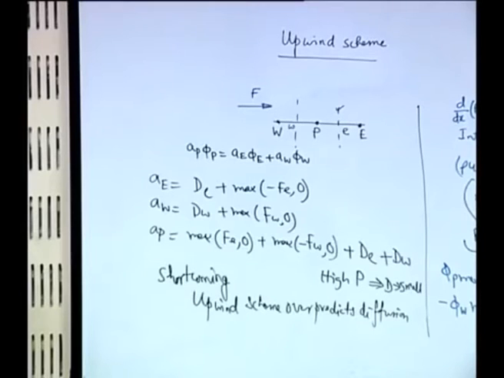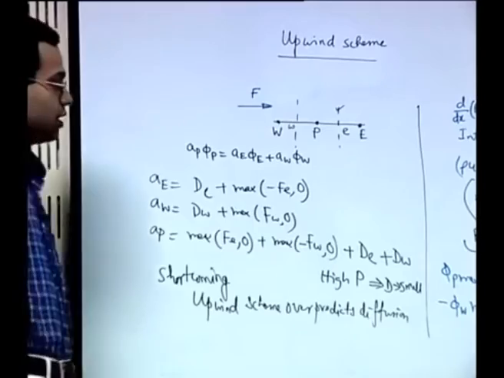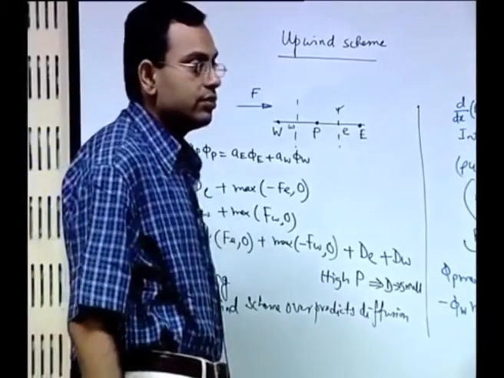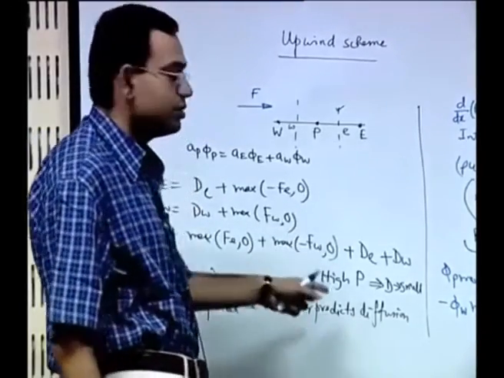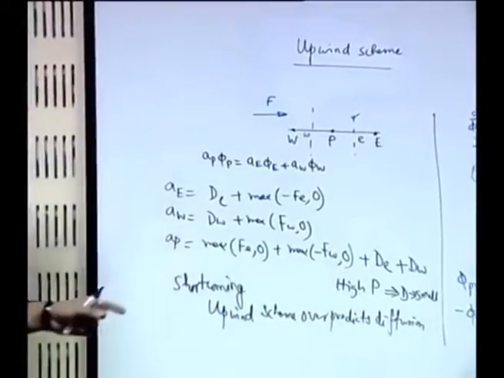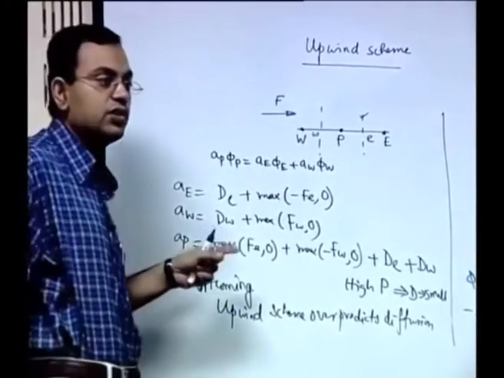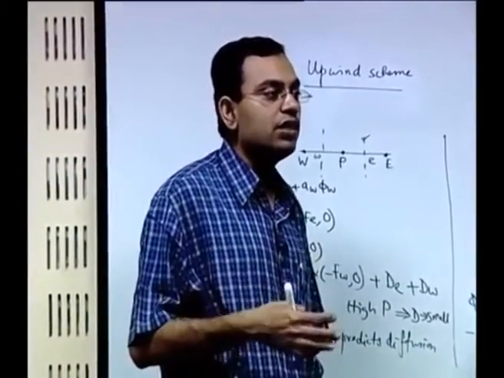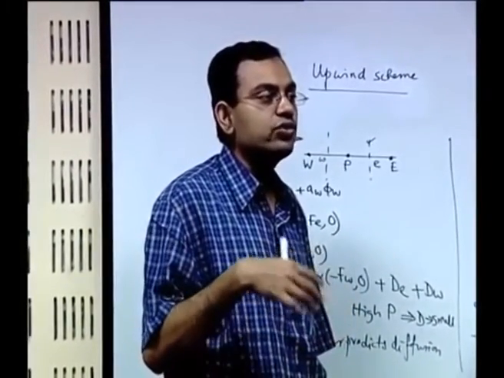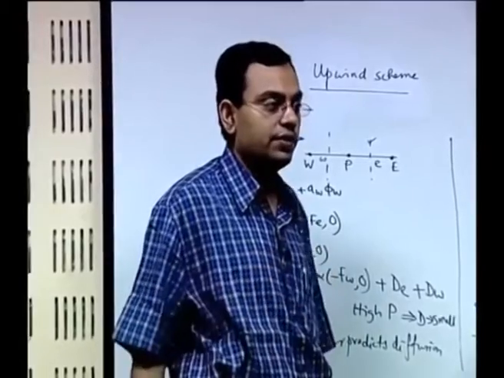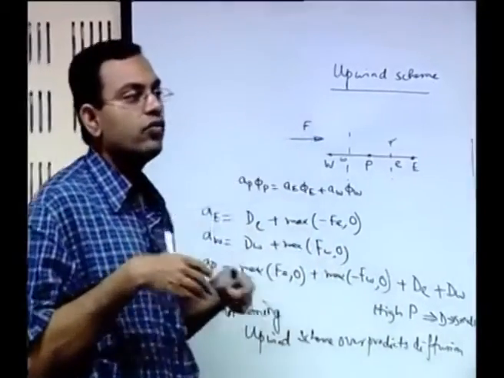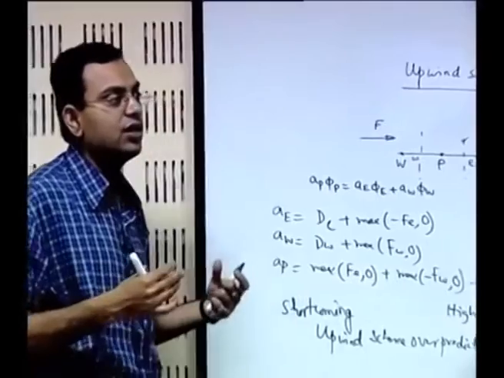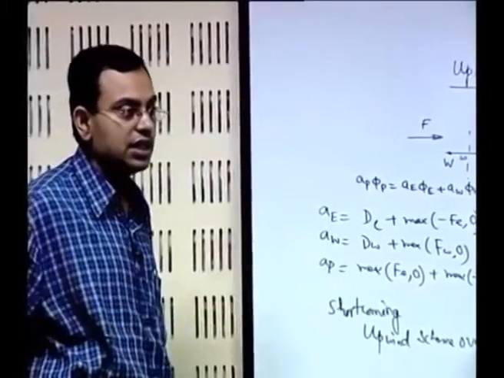So, there are situations in which upwind scheme may be conveniently used, but one has to be careful about this particular shortcoming of the upwind scheme, that it over predicts diffusion, in a sense that when diffusion is supposed to be negligibly small, even under that case it tries to represent the diffusion in a different way, and that makes it over predict the effect of diffusion than what is the actual case in the physical situation.